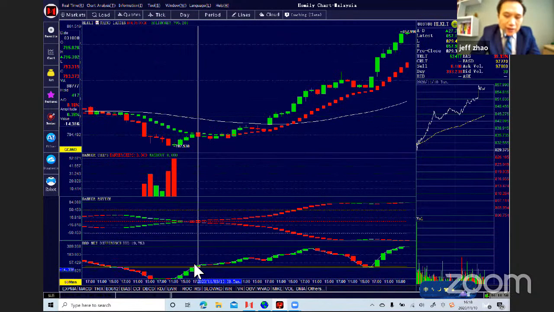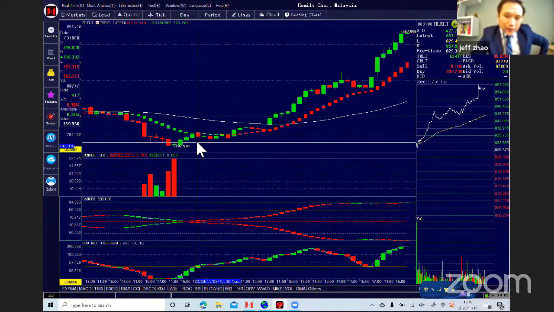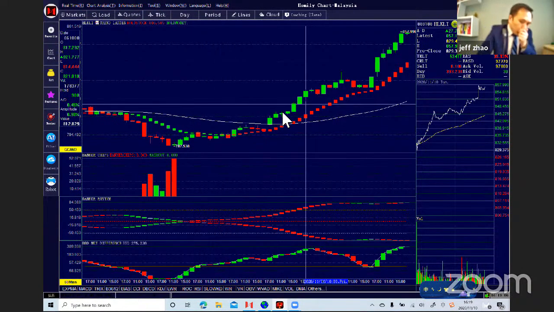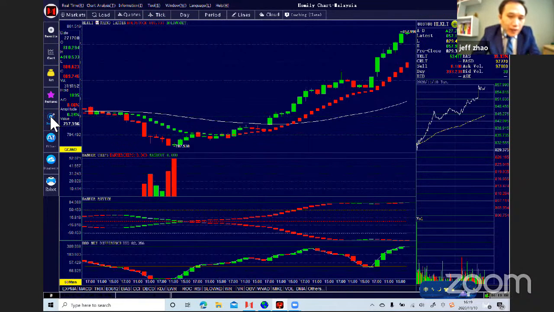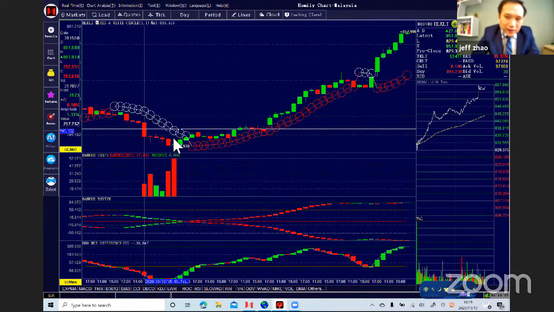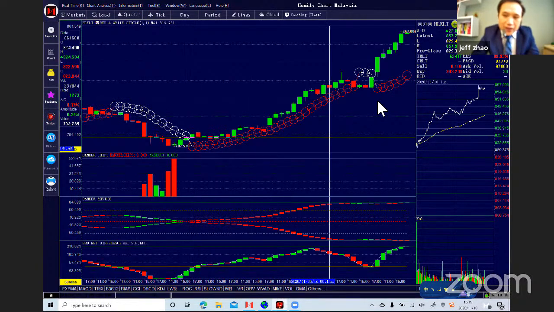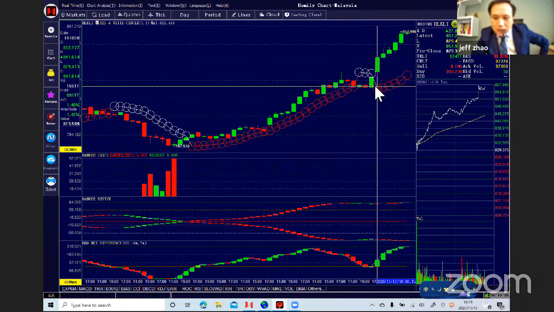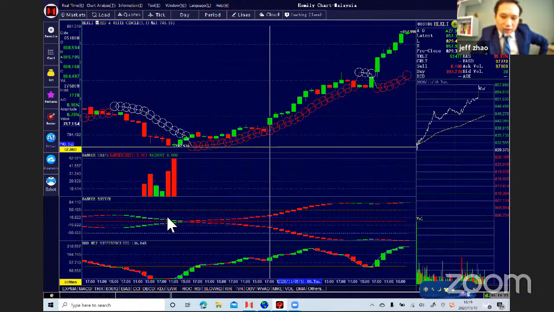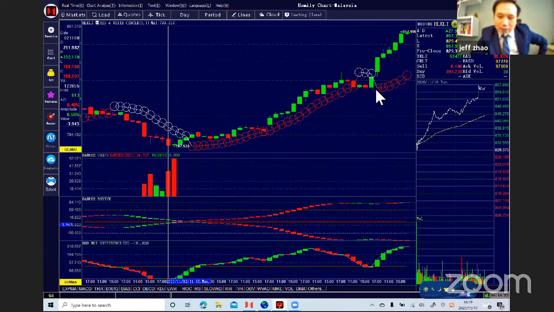So when you see the BBD net difference break out of the zero axis, from this point, the price goes up. Also, you can add another function, red and white circle. Actually, here is a buy point, right? Here's a buy point. And the current buy point is this morning at 10 o'clock. This morning at 10 o'clock there is the second buy point.